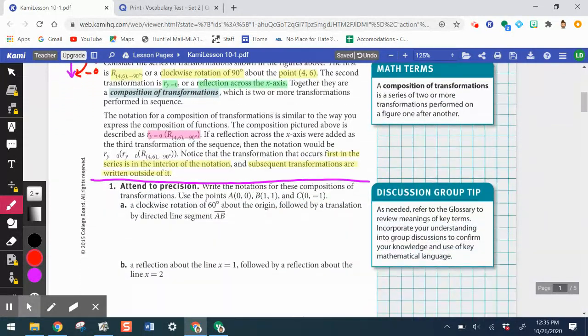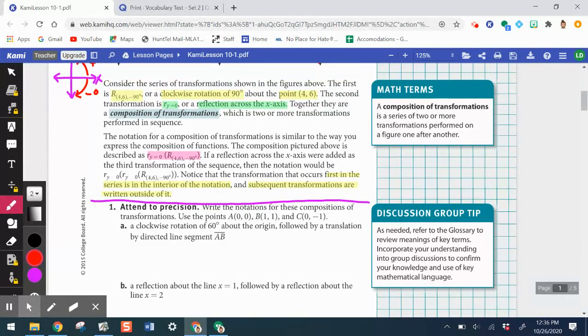So the next thing we're going to learn is how that composition is written. The notation for composition of transformations is similar to the way you express the composition of functions. I'm not sure if you learned composition of functions in Algebra 1, you will definitely learn them in Algebra 2. And so the composition pictured above is described by the following. Notice what's interesting about the composition is we actually read or see written first a reflection across the x-axis. But if we go back and look at the text, the second transformation was actually a reflection across the x-axis.